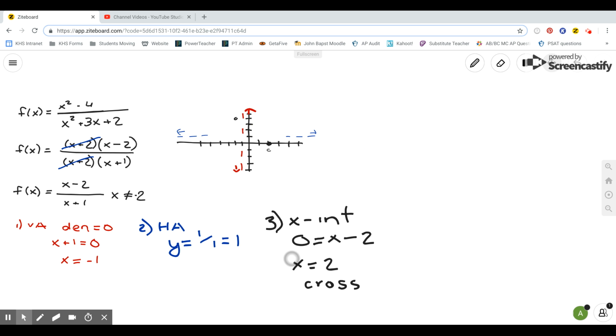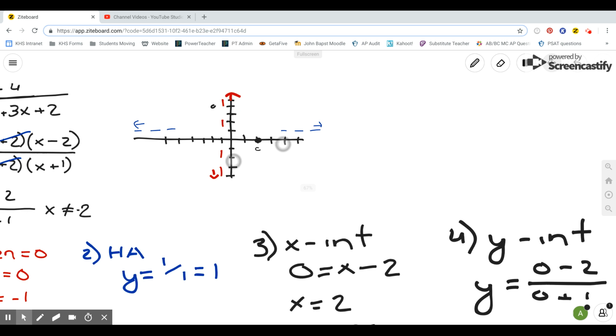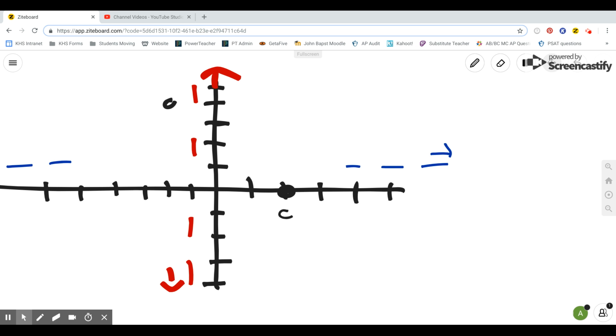A couple more things. We need the y-intercept. So the y-intercept happens when x is 0. So y equals 0 minus 2 all over 0 plus 1, which equals negative 2. So the y-intercept is negative 2. Coming back to my graph and putting a nice y-intercept there at negative 2. Let's see, do we have enough information? And I think that we do.